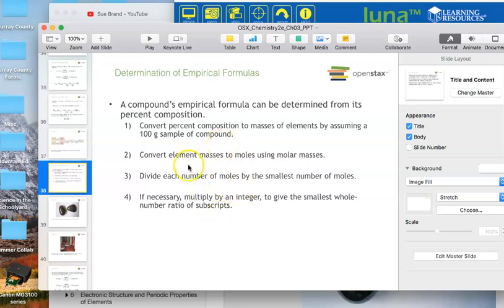And then the second step is convert elements' masses to moles using molar mass, and then divide by the smallest number of moles, and then if necessary multiply by an integer to give the smallest whole number ratio of subscripts. So this is the 4 steps that I talked to you about. Percent to mass is number 1. Mass to moles is number 2. Divide by the small, which is the smallest number of moles. And then number 4 is multiply till whole.